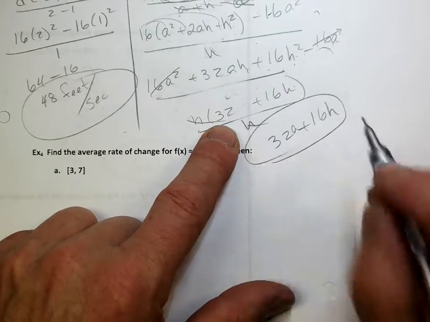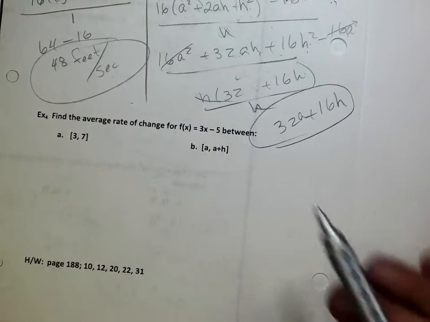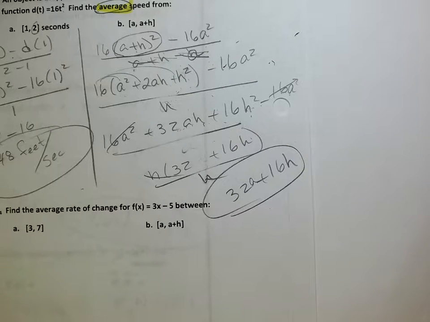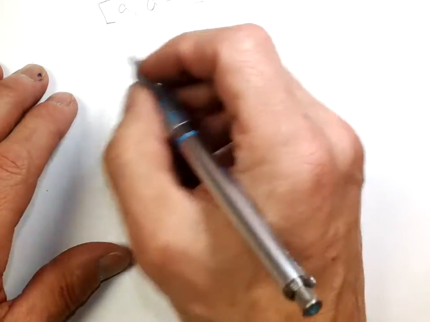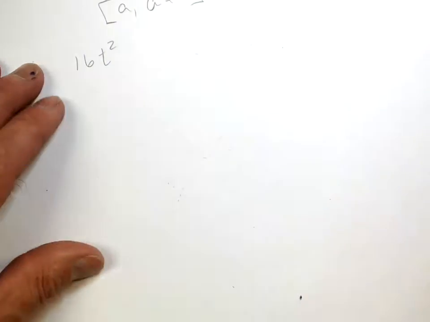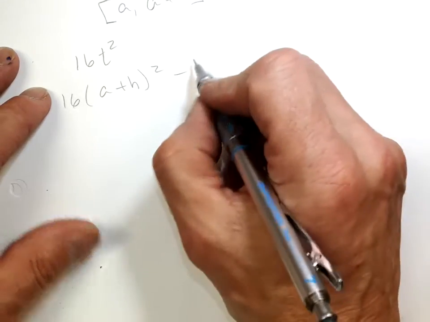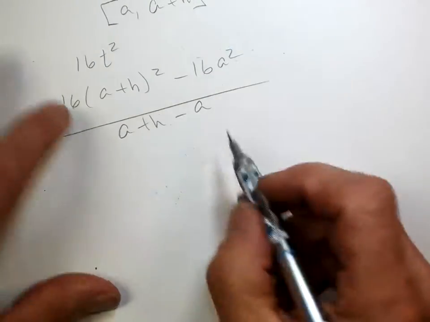Alright, so I messed this up so bad. I made a mistake right there, okay? You want me to go through it one more time? Let me do it one more time, and I'll do it on a separate sheet of paper. Sorry I messed up so bad. So I've got between a and a plus h, and I've got 16t squared. So I'm going to go 16 times a plus h squared minus 16a squared, all over a plus h minus a. Okay, there's my mistake. I wrote an h there. My bad.